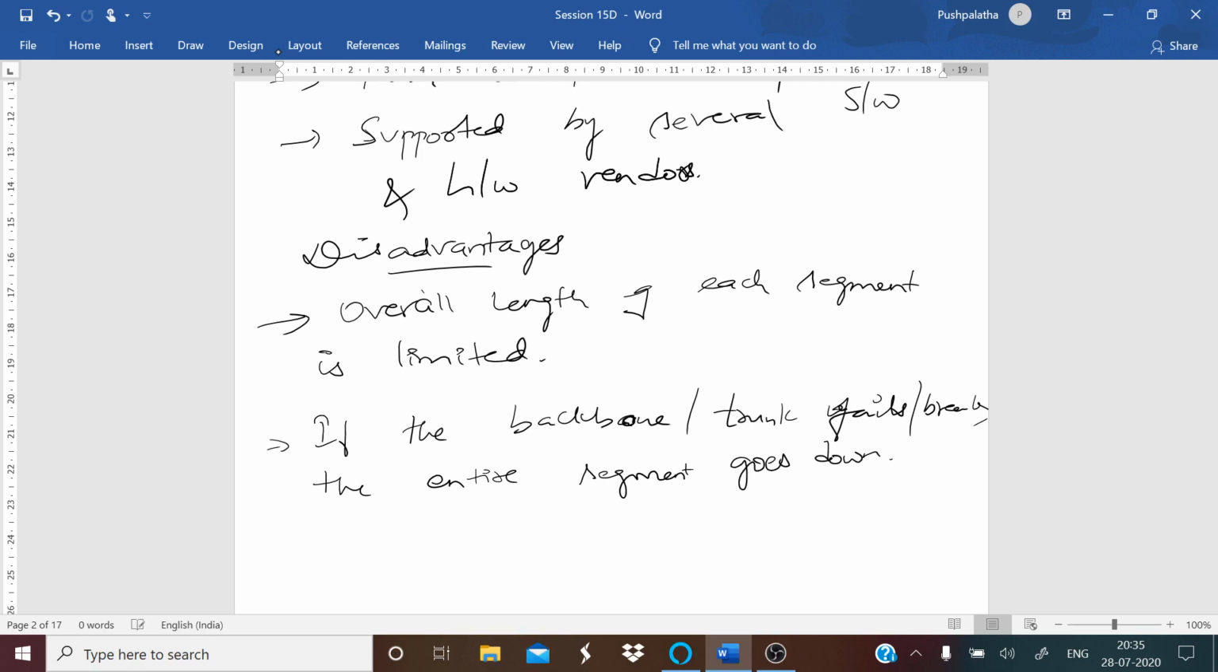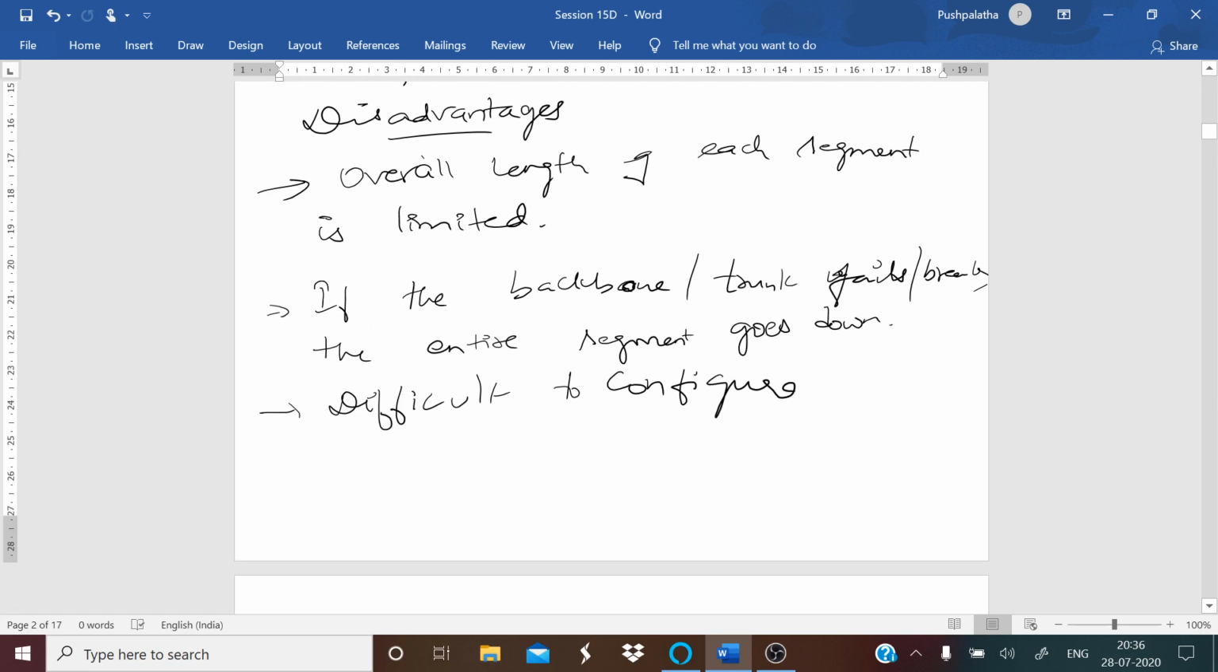Right? And it is also difficult to configure. It is more difficult to configure compared to your other topologies, because it's a mixture of your star topology, bus topology, everything, right? So these are the advantages and disadvantages of your tree topology.